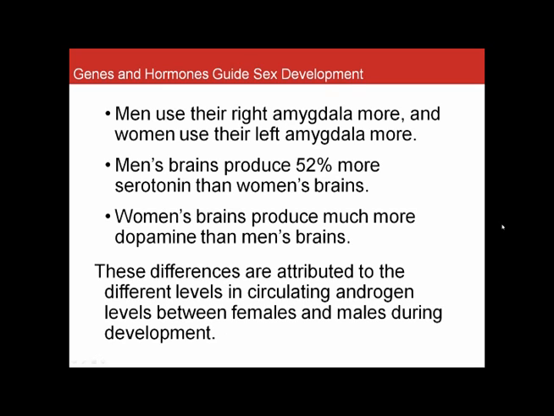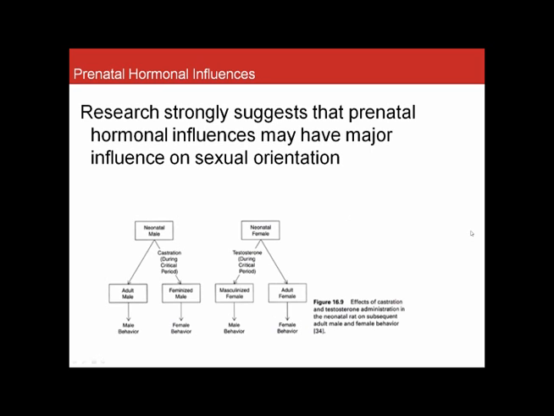Men tend to use more of the right amygdala and women more of the left. And we can also see that men and women differ in terms of serotonin and dopamine production. And some of this is a byproduct of the circulating androgen levels that occur. What I find very interesting is that these pathways tend to work in a circular fashion. For example, the testosterone in males' testes helps formulate the structure of the brain, and same with women. For example, research strongly suggests that prenatal hormonal influences may have a major influence on sexual orientation. Not that it's the only important factor, but more and more research is pointing to that it's a critical factor.